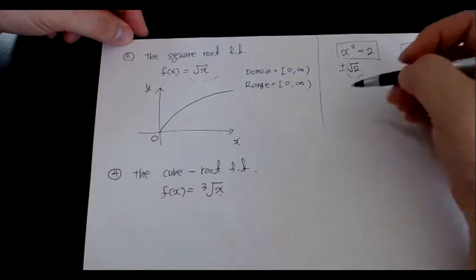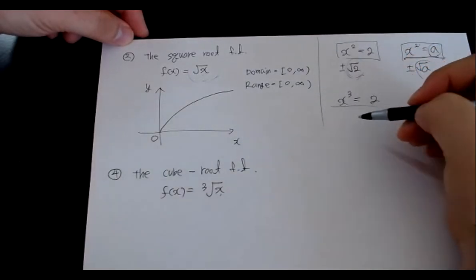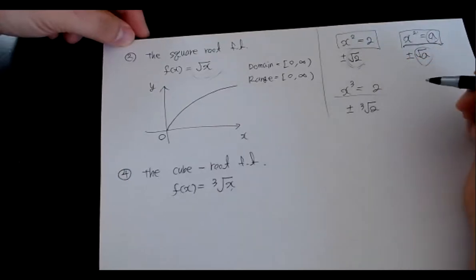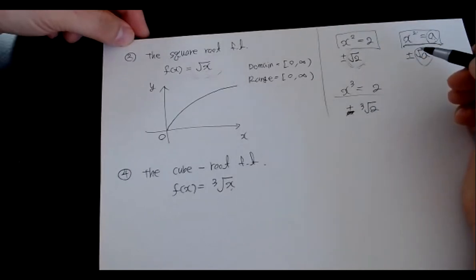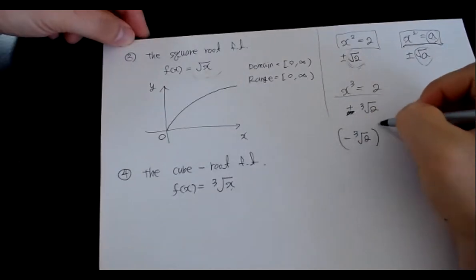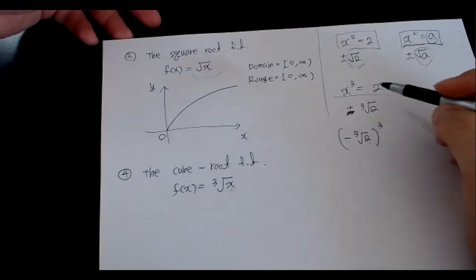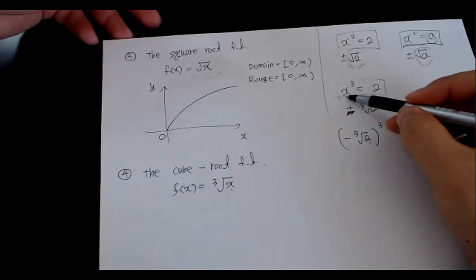Now, what about this? x cubed is equal to 2. What's the solution of this? You may say plus or minus cube root of 2, but that's wrong. It's not right. We have to drop the negative sign. Why? Let's say you still claim that negative cube root of 2 is a solution of this equation. Then I'll plug negative cube root of 2 into the equation. What happens?